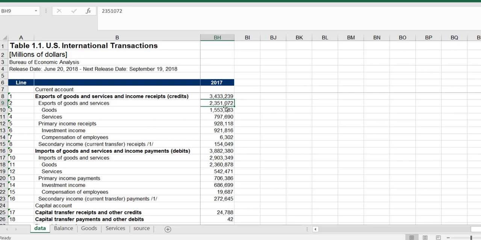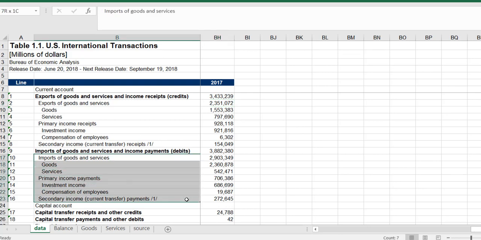The export of goods and services alone comprised 2.23 trillion. The item related to income here is broken down into primary income receipts and secondary income receipts. Adding these two numbers, it's about 1.1 trillion. So most of the exports are of goods and services. When it comes to income, it corresponds to about a third of that figure. The same subcategories are displayed for the import side.